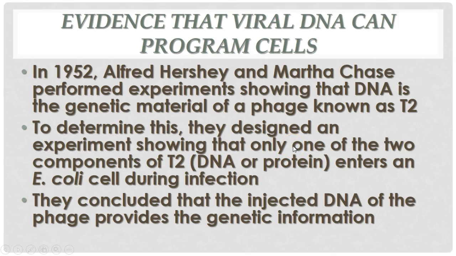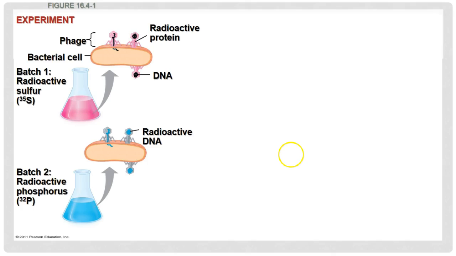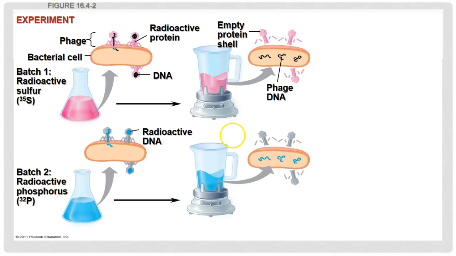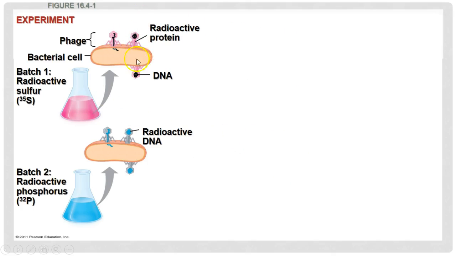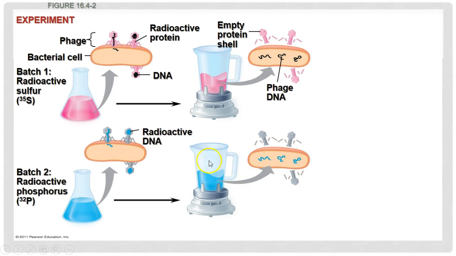Alfred Hershey and Martha Chase performed experiments using a bacteriophage, a T2 bacteriophage, and they tagged the proteins with radioactive sulfur and the DNA with radioactive phosphorus. And so they were testing these two different batches here to determine which one caused the change in the bacteria. So what they found was that the phage DNA that was injected in there is what caused the problem, and the protein shell was on the outside.